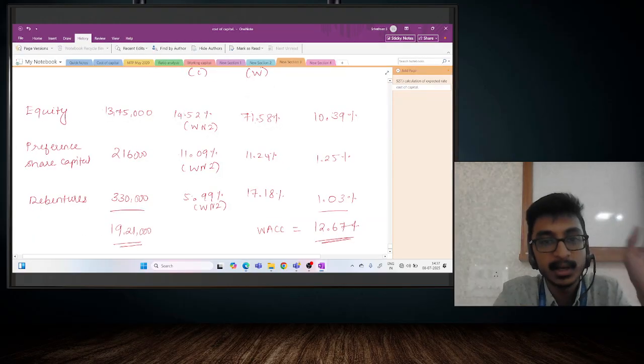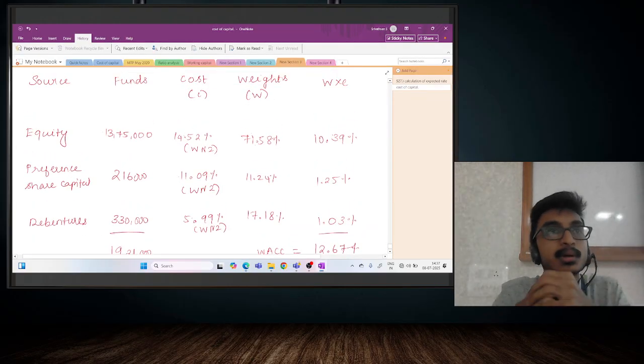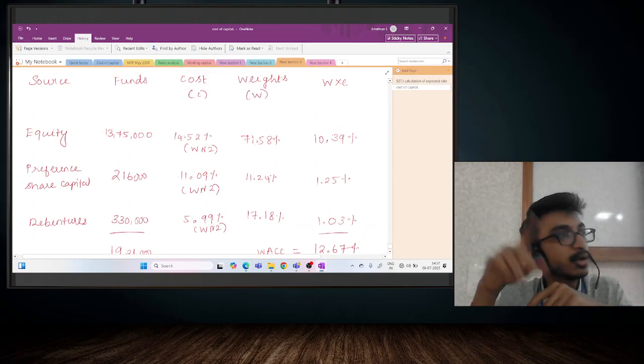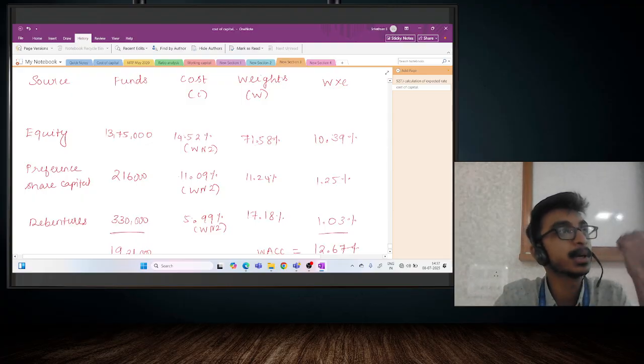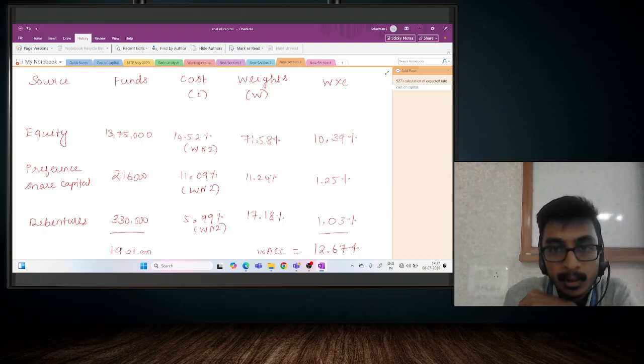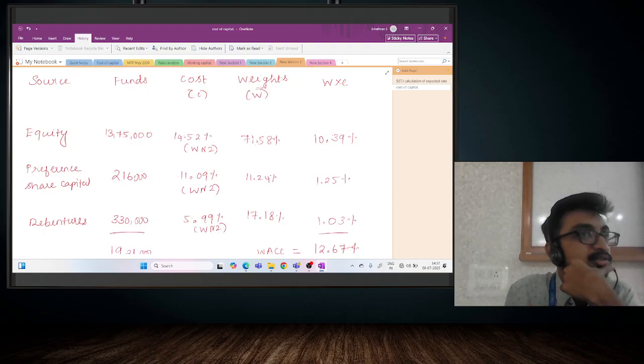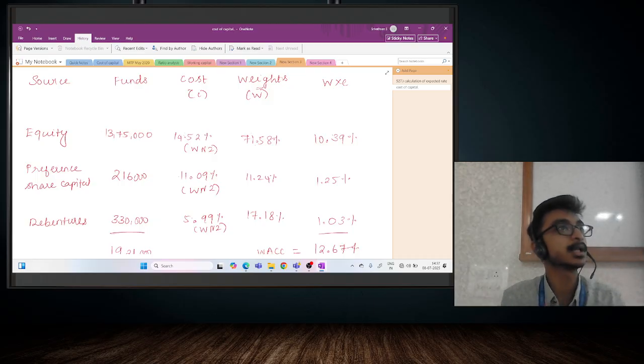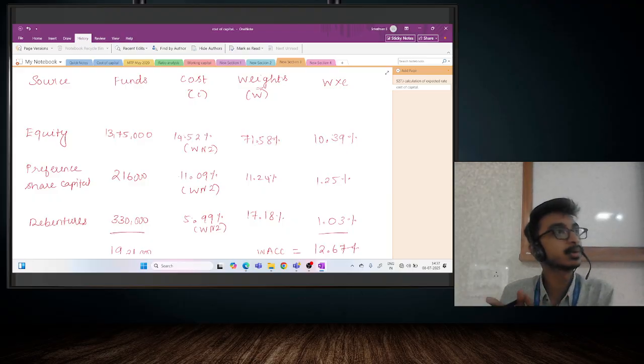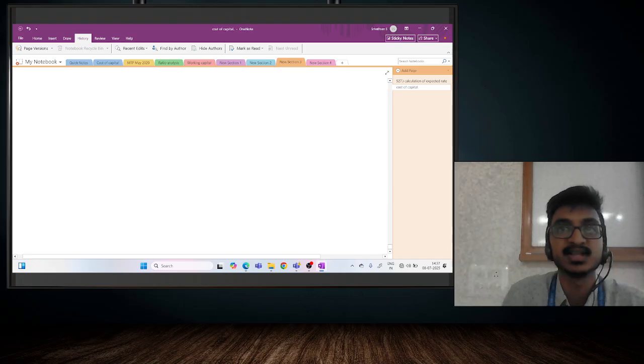How do we calculate weighted average cost of capital? We are multiplying weights into cost and then we are adding it. So it is affected by two components. One is weight and the other one is cost. So if weights is also not changing, if cost is also not changing, then marginal cost of capital will be equal to weighted average cost of capital itself.